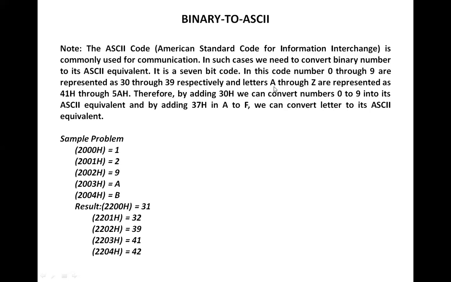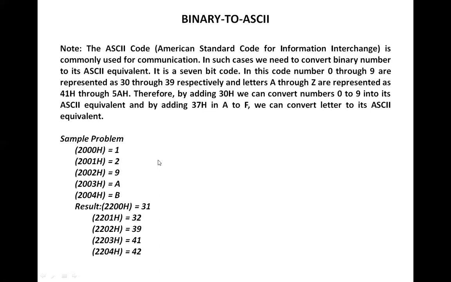Since A represents 10, and when 10 is converted into binary, if we add 37, we will get 41H. So if numerics are there, we have to add 30. And if alphabets are there, we will add 37. So there is a difference of addition from 30 to 37. If the numeric value has to be converted, we add 30. But if A to Z characters have to be converted into ASCII code, we have to add 37. It means we have to add 7 into that.